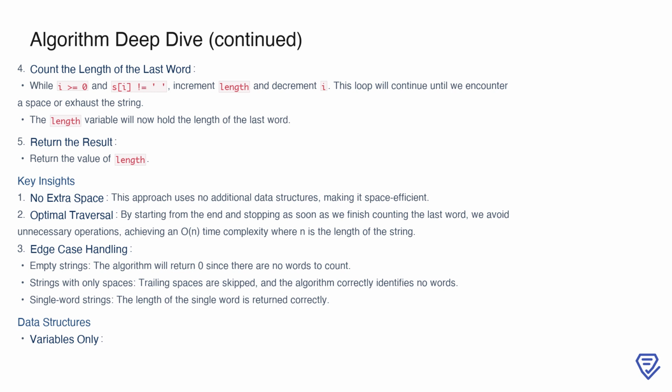For instance, if the string is empty or contains only spaces, the result will be 0, as there are no words to count. For strings with a single word, the algorithm correctly returns the length of that word, regardless of whether there are trailing spaces.